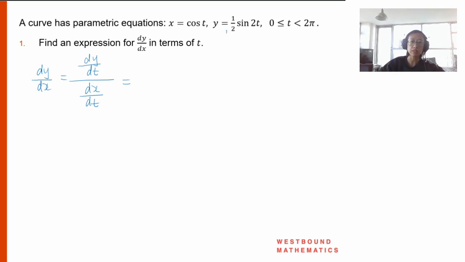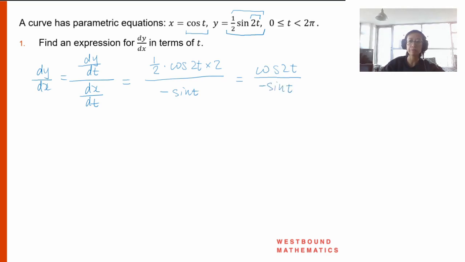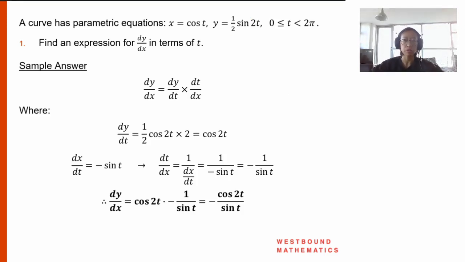Here, my dy/dt is the derivative of this. We should note here that we need to apply the chain rule because this is a composite function. 2t is a function of t, and then sine 2t is another function. So here, the numerator is 1/2 times cos 2t times 2, divided by my denominator, which is the derivative of cos t, which is equal to minus sine t. So this simplifies to cos 2t divided by minus sine t. So you can see that this is the answer to part 1 of the question.